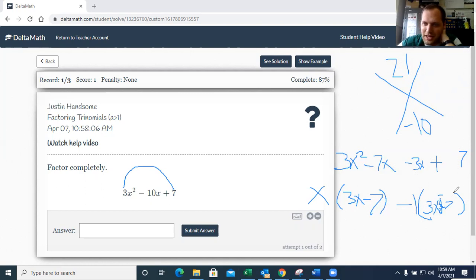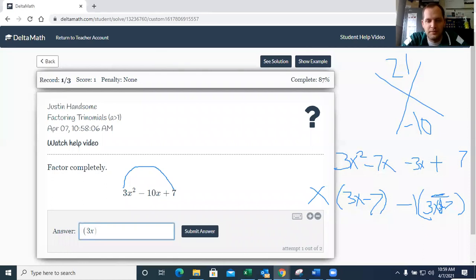So that's why I factor out a negative here, is to make this positive 7 become a negative and make the negative 3 become a positive 3. So that's going to leave me with 3x minus 7 and x minus 1.